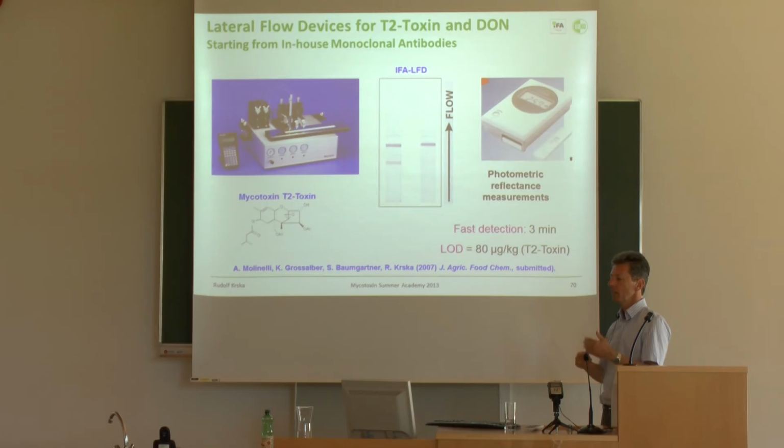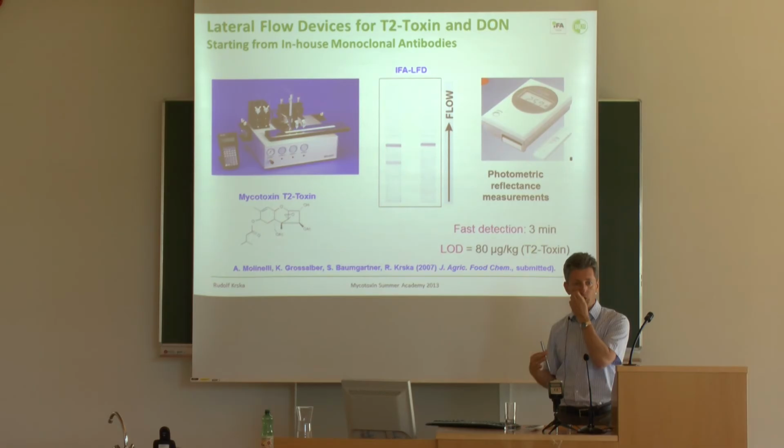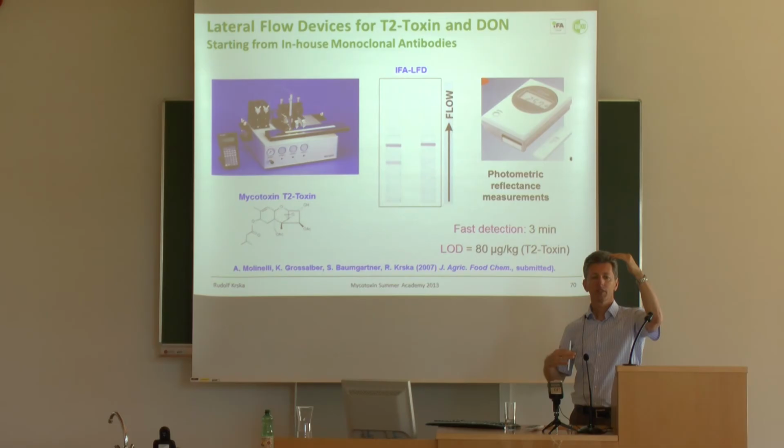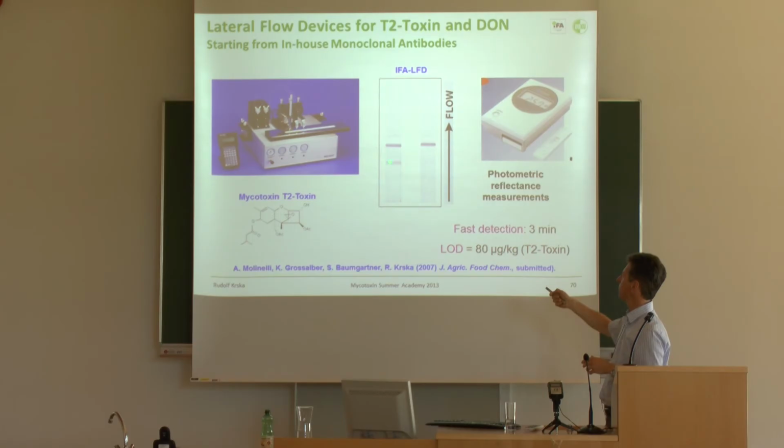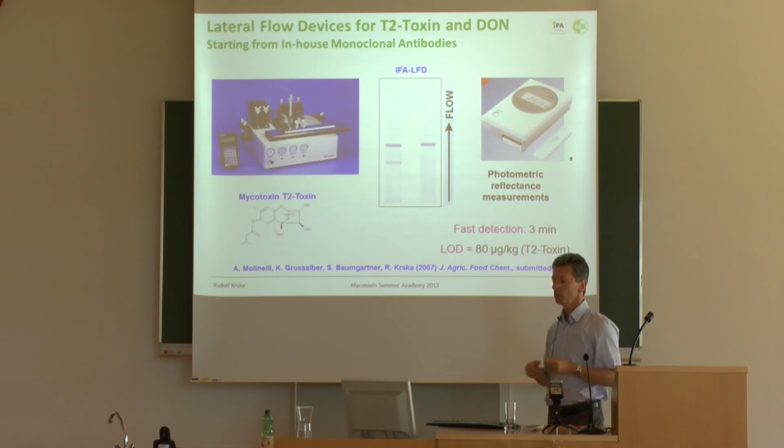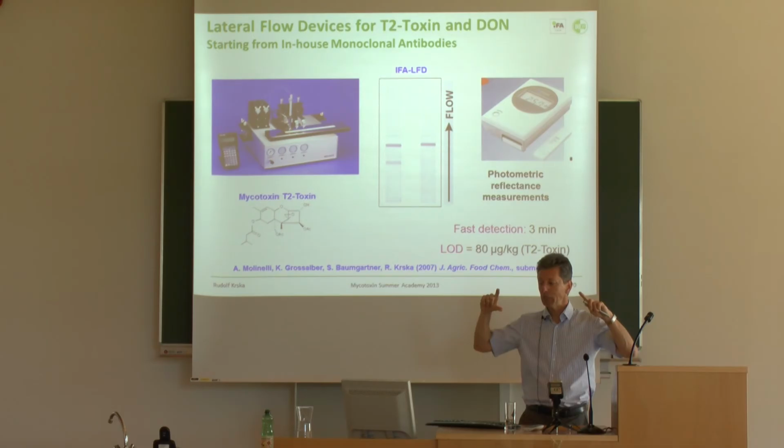All the competitive assays show a kind of confusing result: high signal, low concentration, and a low signal, high concentration. That can, however, be integrated in a photometric reflectance measurement device, which gives you a semi-quantitative value of a certain mycotoxin.